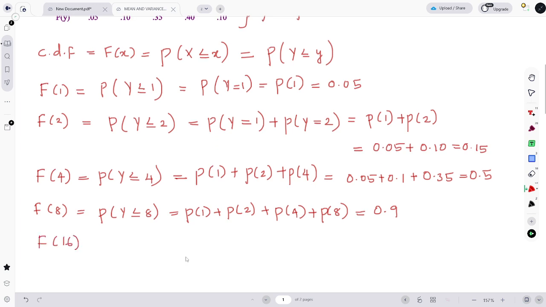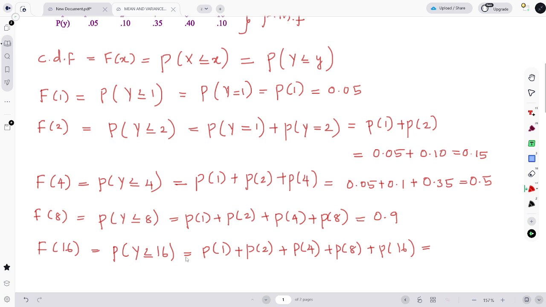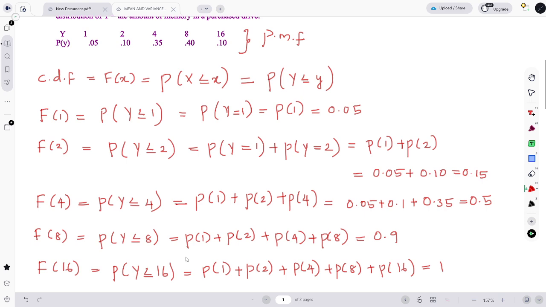F of 16 is equal to, what is F of 16? P of y less than or equal to 16. It is P of 1 plus P of 2 plus P of 4 plus P of 8 plus P of 16, which is equal to, what is the total probability? That is equal to 1. We know that total probability is always equal to 1. So these are the cumulative distribution function at each point of y values.